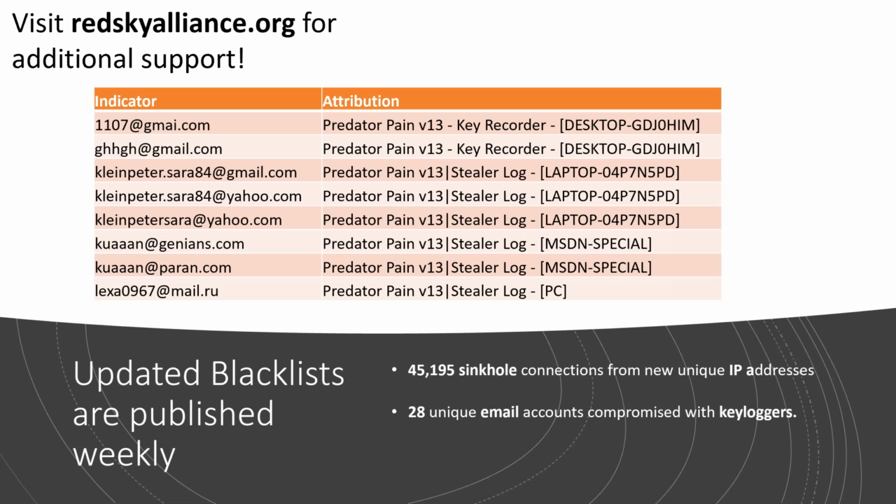Our blacklists are published weekly. Here you can see some of our keylogger indicators. Last week, we observed 47,658 sinkhole connections from new unique IP addresses and 15 unique email accounts compromised by keyloggers. Please go to redskyalliance.org to inquire for additional support, complete blacklists, Red X-ray, and API access.